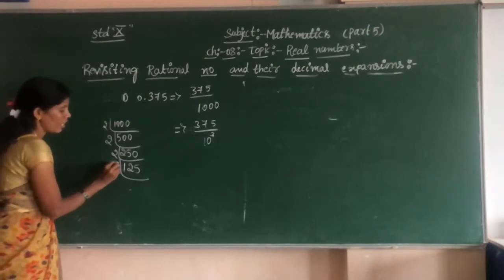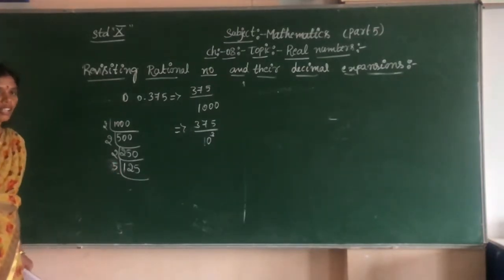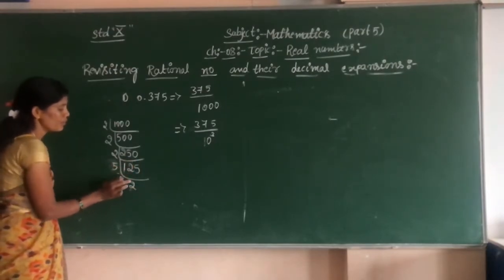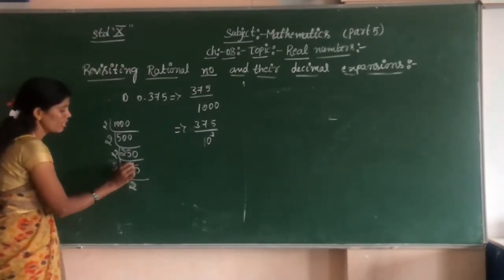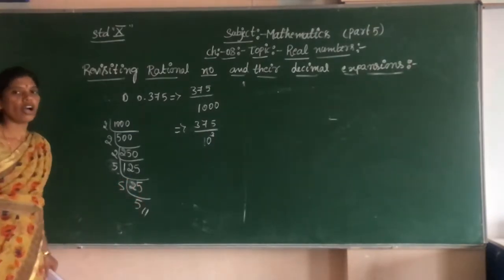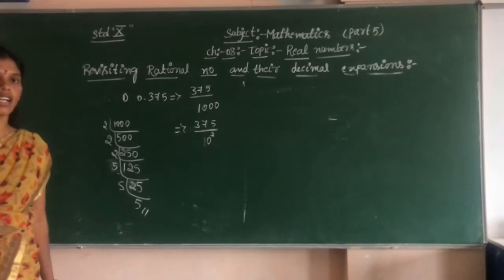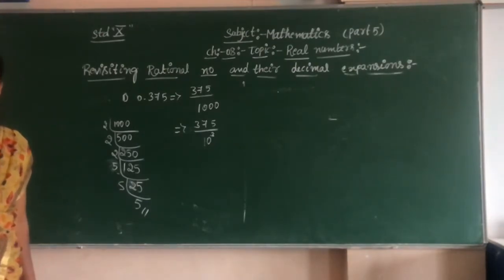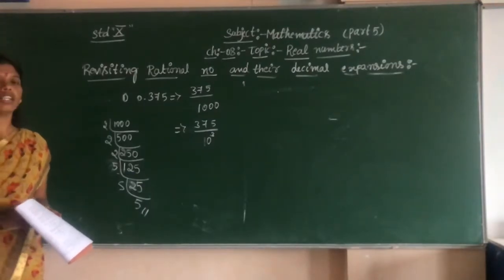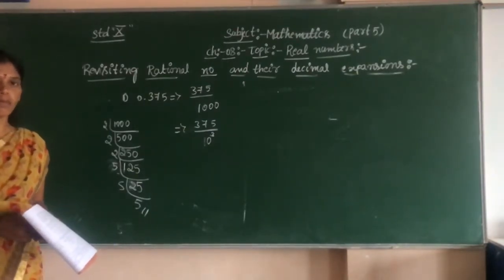Sorry, now take another prime number. 5 2s are 10, 5 5s are 25. So already you know a prime number is a number having only one and itself as factors. Only one and itself is called a prime number. Other than one and itself is called a composite number.